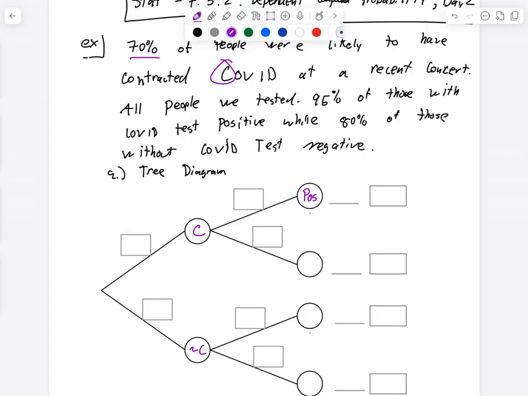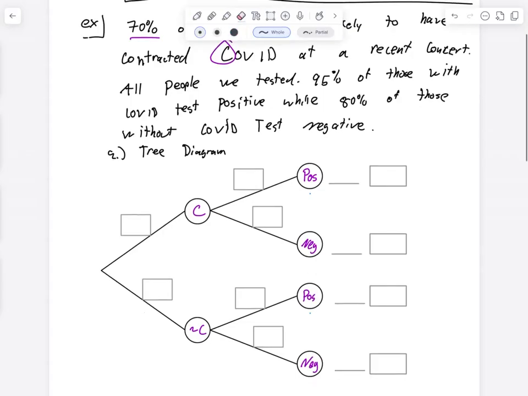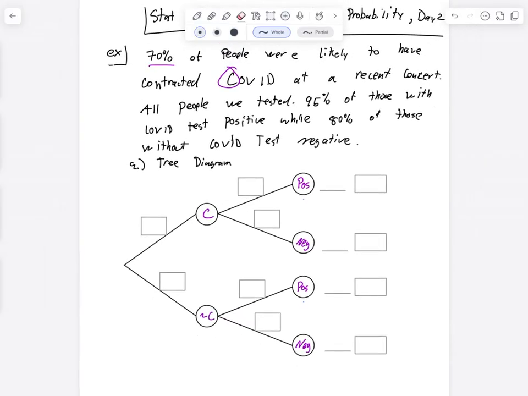So what number is going to go on the top branch to begin with? 0.70, or 0.7 for COVID. Of those with COVID, what percent test positive? No. 0.95. So it says, of those with COVID, they're testing positive 95% of the time.